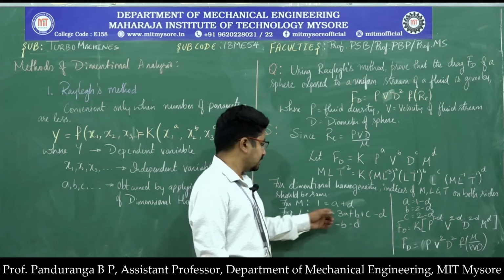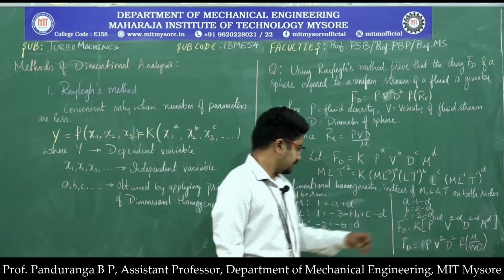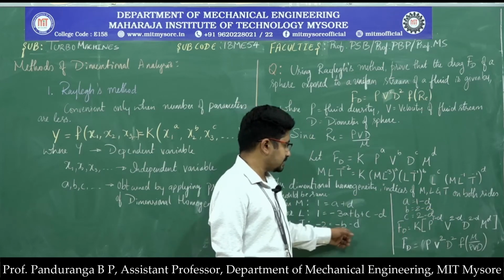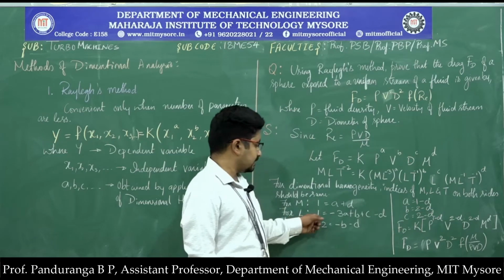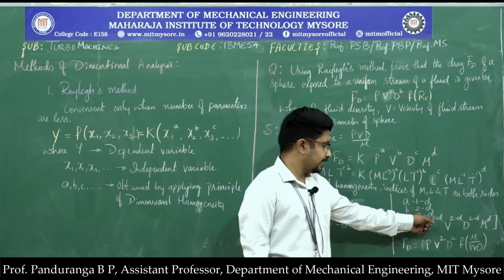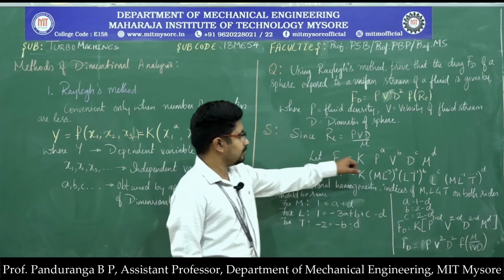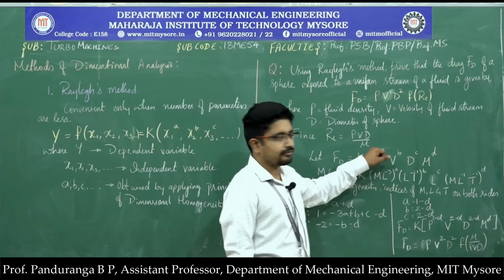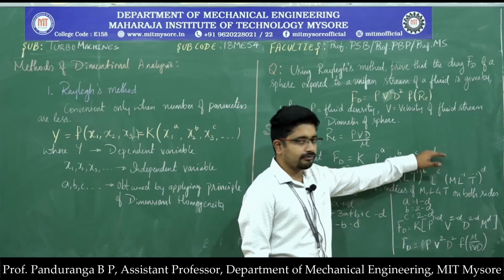So when I do that, a can be rearranged as 1 minus d, and b can be rearranged as 2 minus d, and using the length equation, c can be simplified as 2 minus d. So now initially we had written Fd is equal to K into rho to the power of a, V to the power of b, D to the power of c, and mu to the power of d.